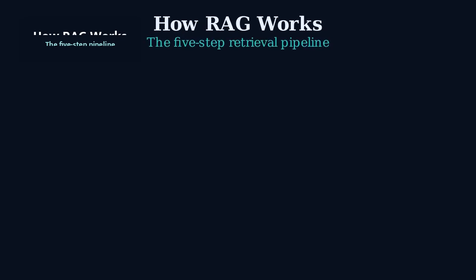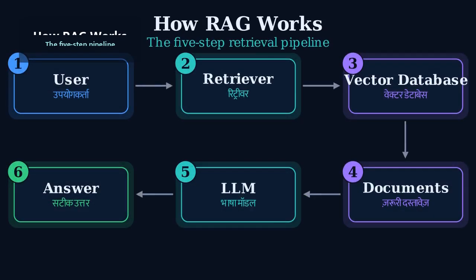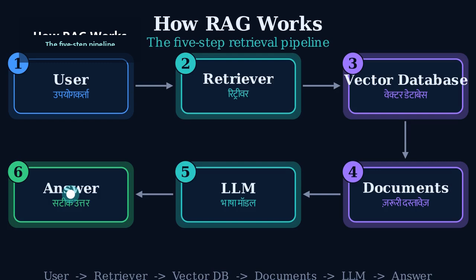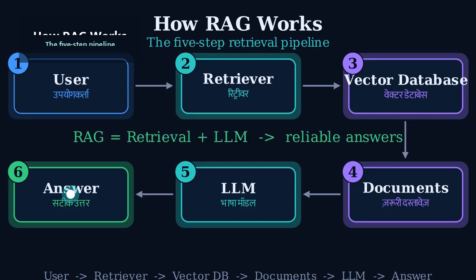Now for the most interesting part. How does RAG actually work? Let's walk through it in 5 simple steps. Step 1. The user asks a question. Step 2. A retrieval system takes that question and searches for it in a special database called a vector database. Here, information is stored as lists of numbers called vectors, which lets the system search by meaning rather than just matching keywords. Step 3. The most relevant and important documents are pulled out of that database.